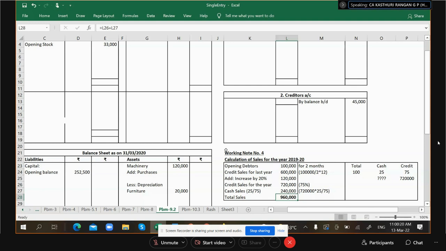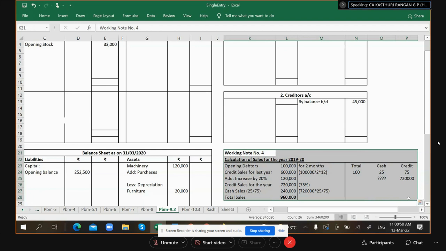And what is this year's sales? 20% more than the last year. So if credit sale last year was 6 lakh, this year credit sale will be 720. If the credit sale for this year is 720, what will be cash sale of this year? 240. Therefore, for this year, total sales is 9 lakh 60. I have shown all the working here for you. Are you clear, friends? Very, very important working.